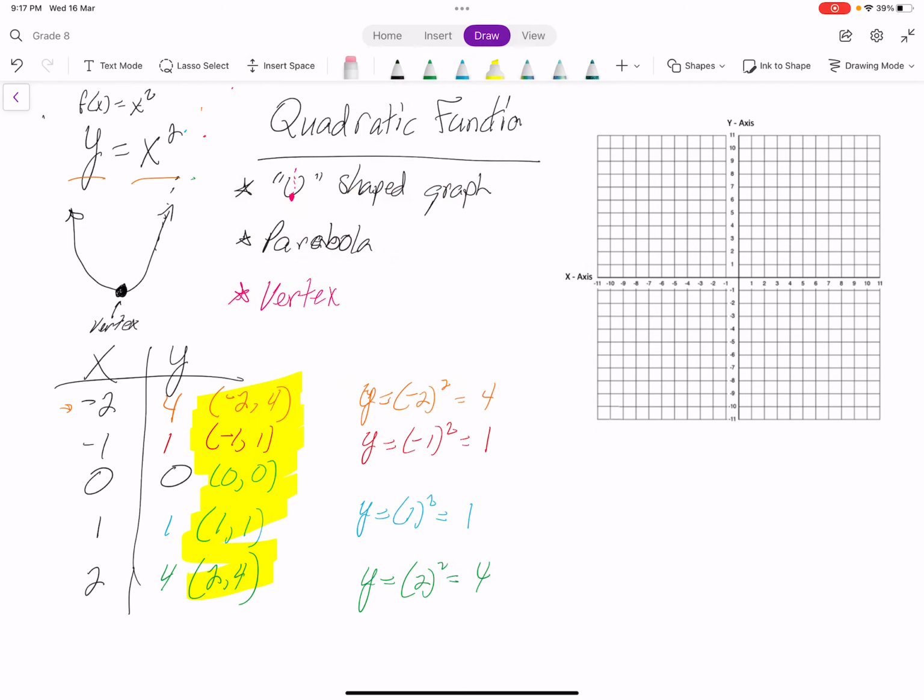So I'm going to go ahead first. I'm going to plot my vertex in red. So this 0, 0, I'm going to plot this one first. And then I'm going to go ahead and plot the other ones in black. All right, so we have negative 1, 1. We have negative 2, 4. We have 1, 1, and 2, 4.